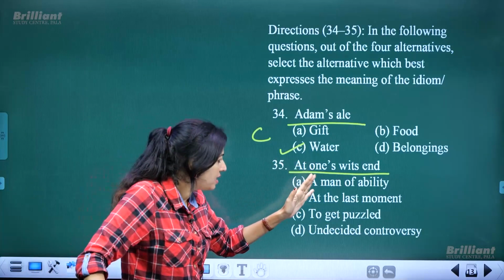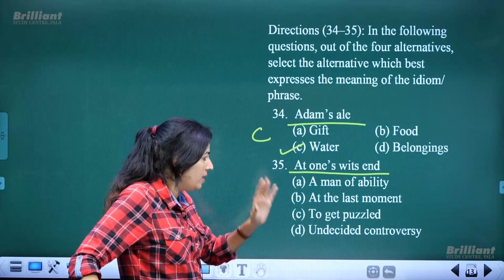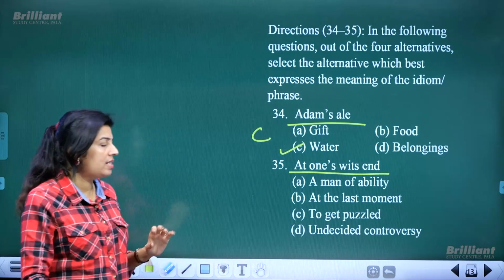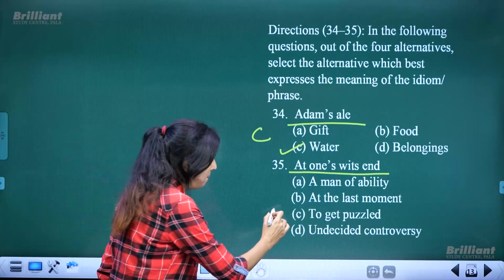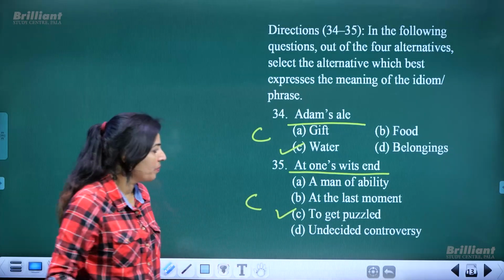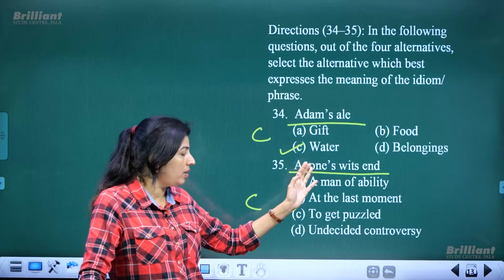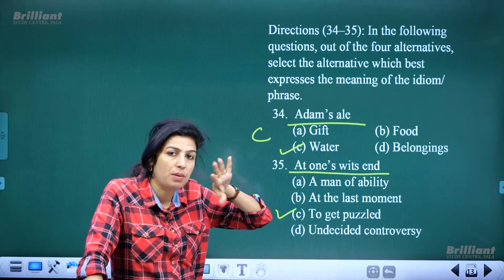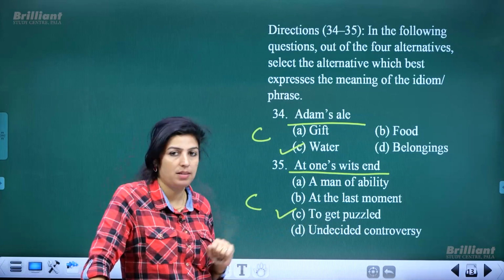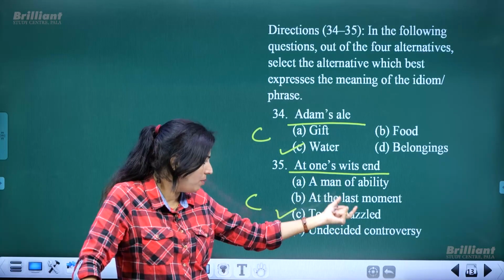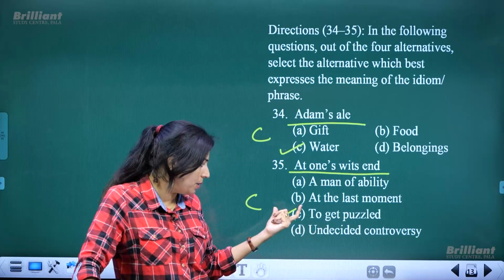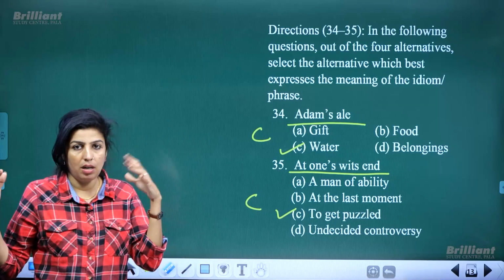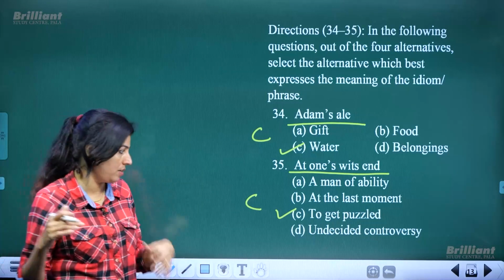At one's wit's end means something which confuses you a lot. That means to get puzzled, option C. You tried your level best, but still you are perplexed, you are confused, you are puzzled. So it's not a man of ability or at the last moment or undecided controversy, but to get puzzled, meaning to be totally confused. Okay.